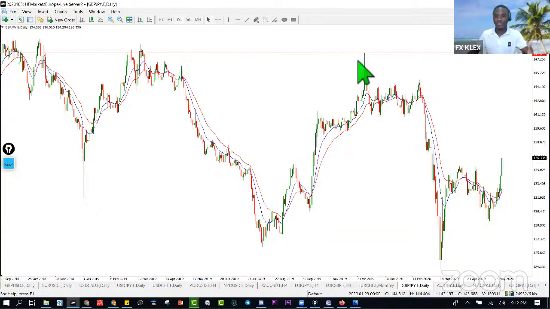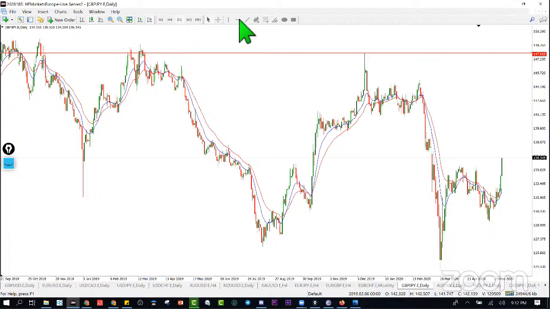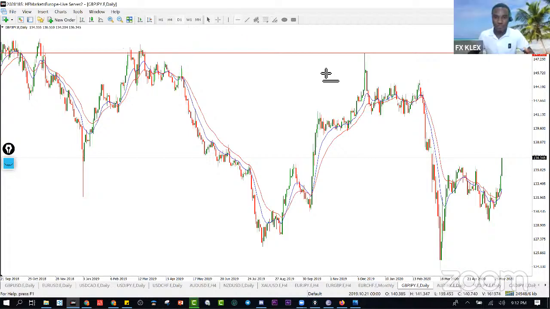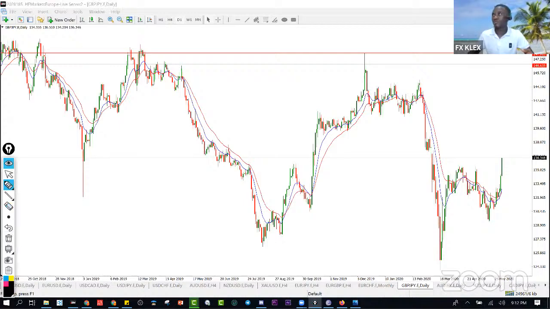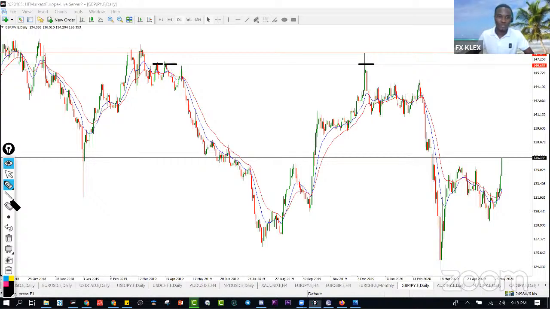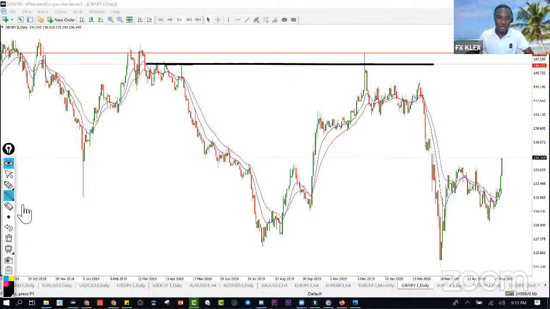So I have initiated a key level structure right here, a resistance zone on my trading chart. What I need to do next is to look out for another swing high on this chart. So I need to pick my horizontal line and then look for another key level structure. You can see I have a series of swing highs right here. So what I need to do right now is to implement my horizontal line to connect these swing highs at this zone, these swing highs right here and all these swing highs right there.